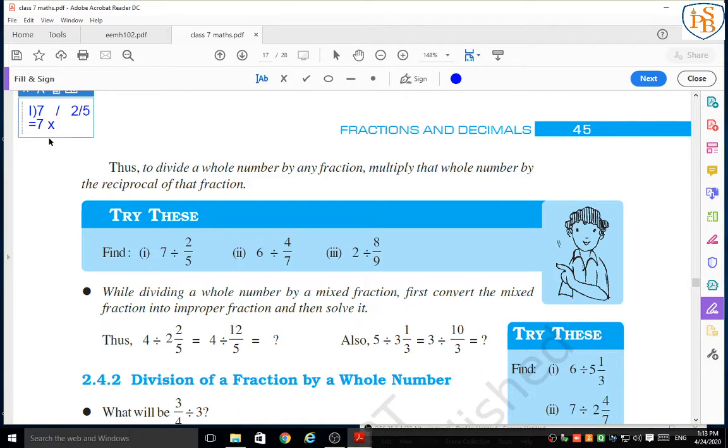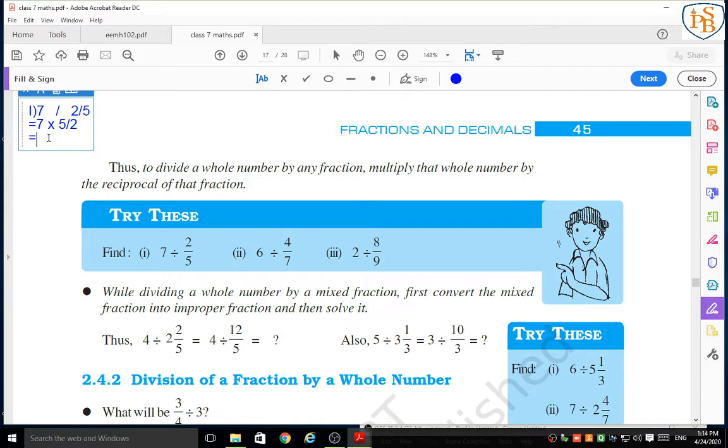The fraction is 2 upon 5 and for the reciprocal, as we studied in the last video, when we write the reciprocal of a fraction we have to change the numerator and denominator places. That means instead of 2 upon 5, the reciprocal is 5 upon 2. So here we have changed the numerator and denominator places with each other.